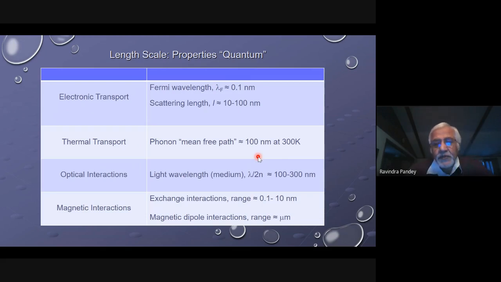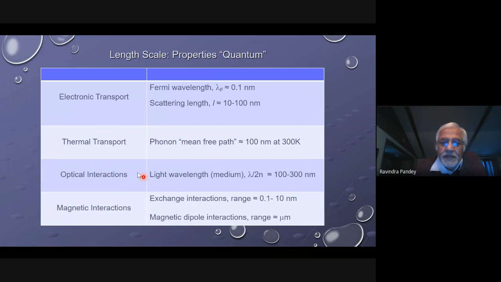So I would again like to show this slide to give you perspective on what kind of length scale we are talking about. On the left-hand side are the properties, and on the right-hand side is the nomenclature we define. For electronic transport, we talk about either the Fermi wavelength or the scattering length, which is a tenth of a nanometer, or about 10 to 100 nanometers. For thermal transport, we relate it to the so-called phonon mean free path, which at room temperature is about 100 nanometers.